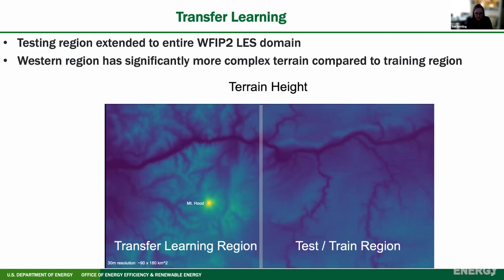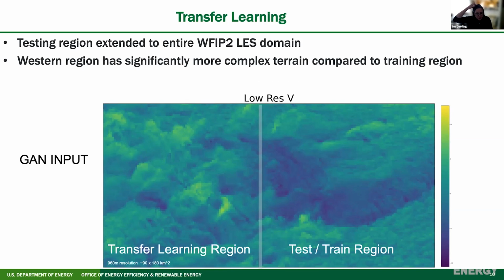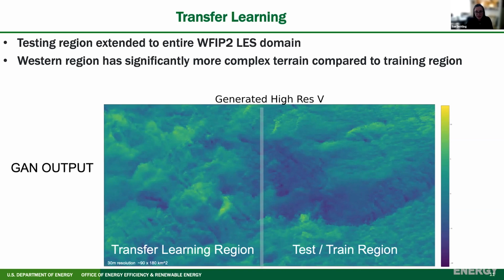So you can see in this terrain height image that the terrain in the west is very unique when compared with the terrain in the east. And in fact, it's much more complex. So this test case shows the full LES domain low resolution WRF U, which was input to the generative adversarial network. So even at low resolution, you can see differences in flow characteristics between the east and the west. This slide shows the high resolution field generated from applying two deep networks in sequence.